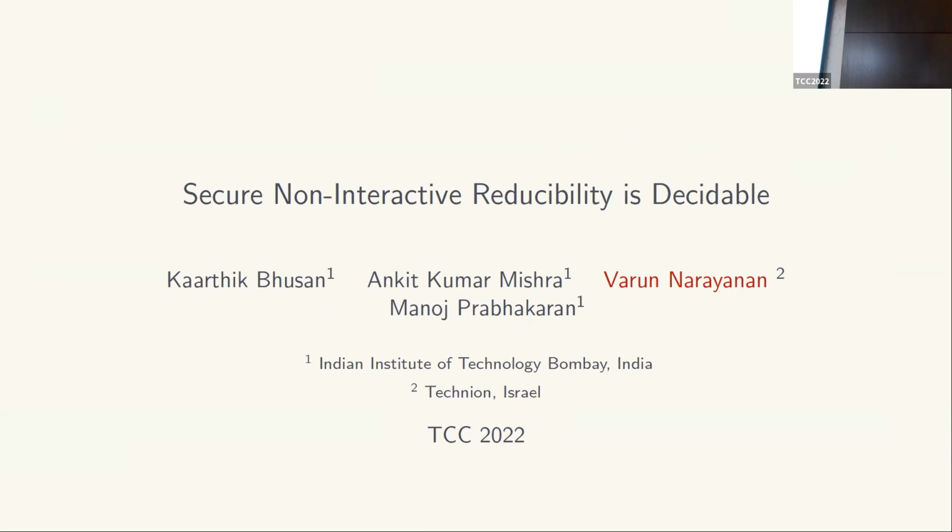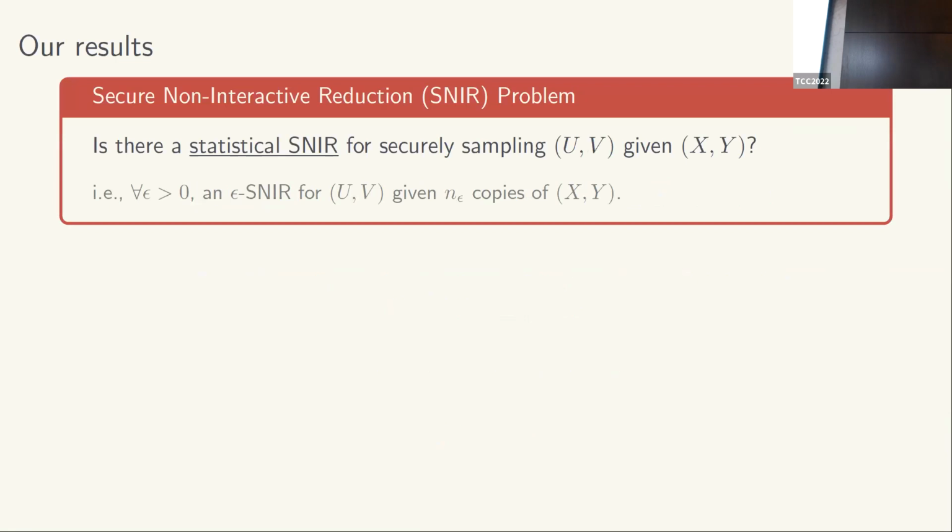So this presentation is also in the same model of secure non-interactive simulation, but we will use slightly different terminology and we'll be calling it secure non-interactive reductions, or SNIR for short, because this is the terminology that we used in the paper. So the main result of this talk is exactly what the title says: secure non-interactive reducibility is decidable. So what is the secure non-interactive reduction problem, or SNIR problem?